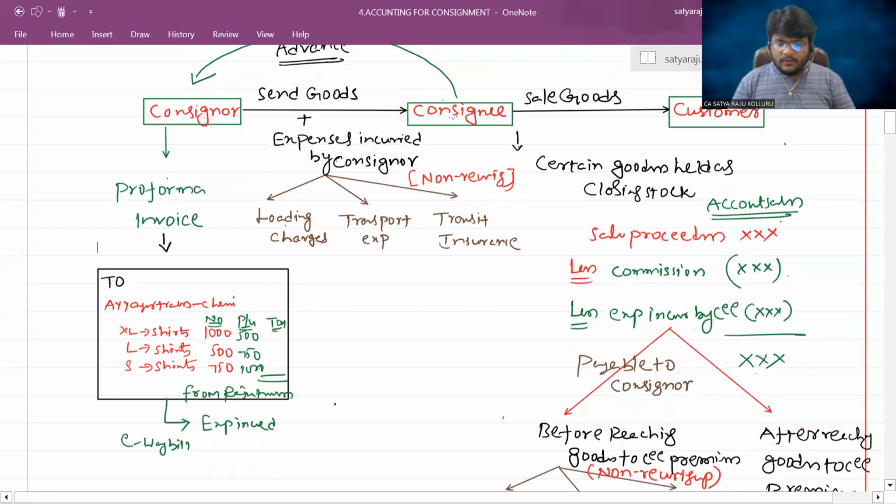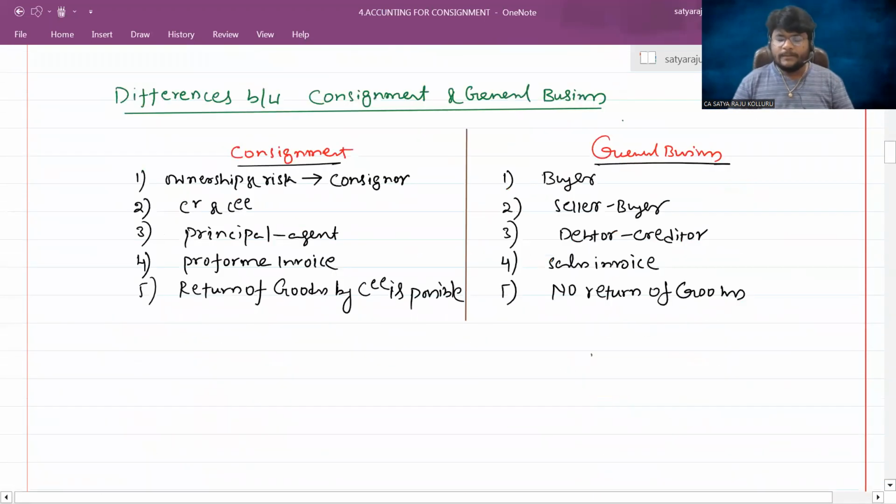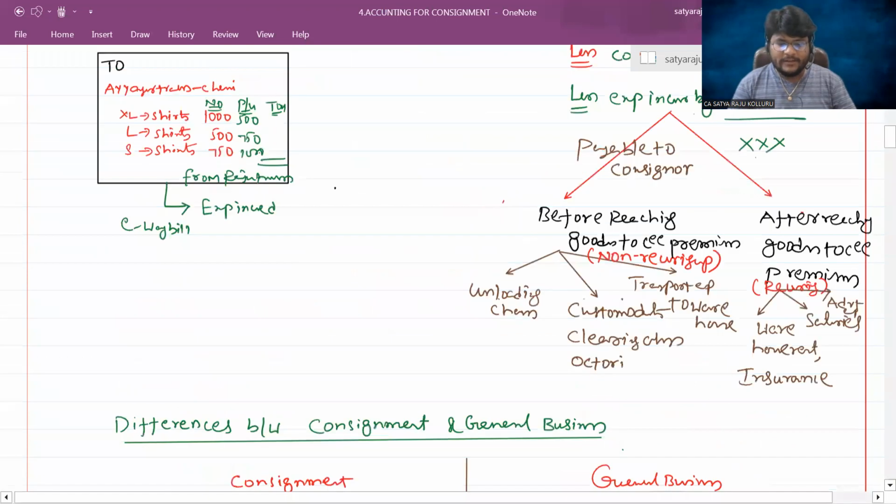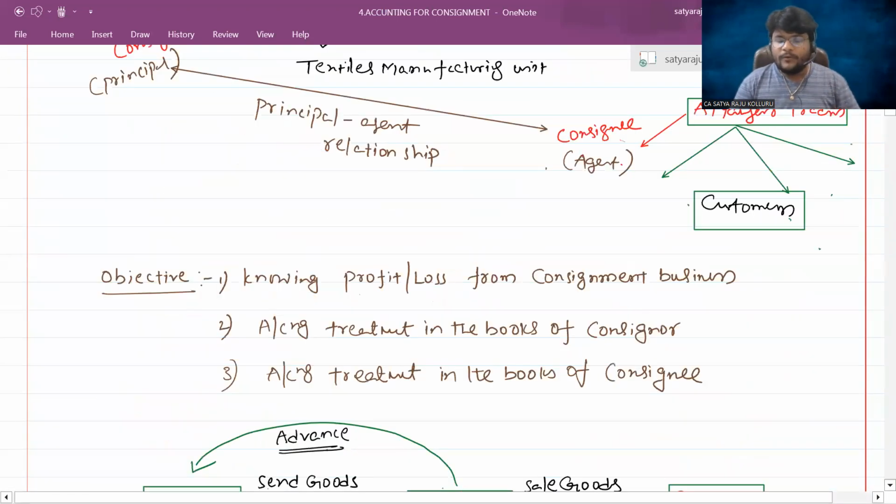Fine. With this, I'll close this lecture. Still, the concept of consignment is not yet over, and we have not yet even started the objectives. We have 3 objectives now: knowing profit or loss from consignment business, accounting treatment in the books of consignor, accounting treatment in the books of consignee. We have not yet started a single objective.